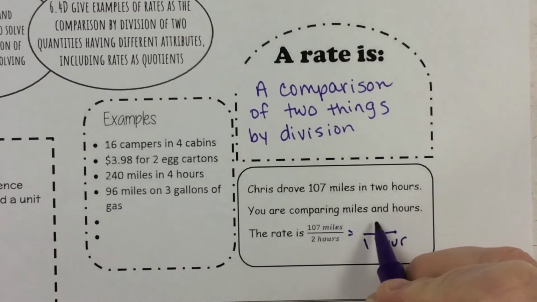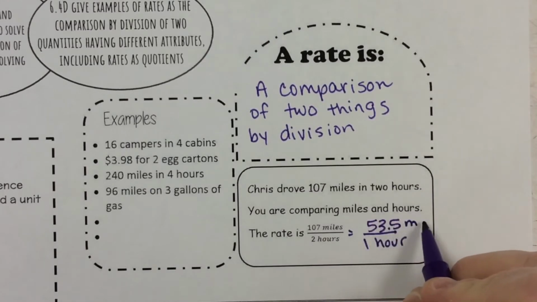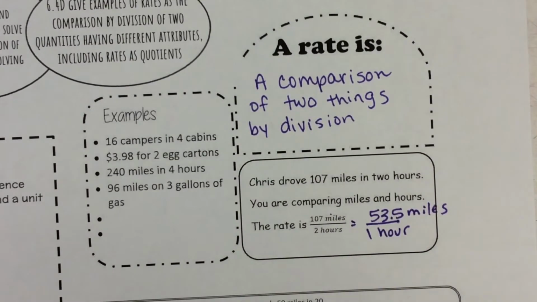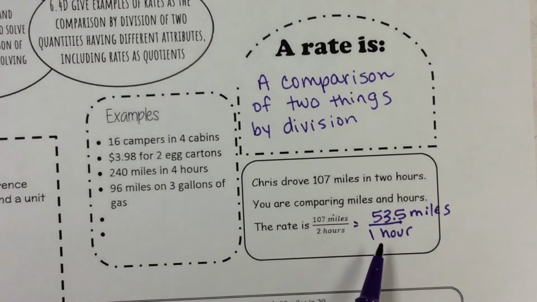So what would that be? 53.5 miles per hour. So it is done by division. You would divide 107 divided by 2. This is numerator divided by denominator. Chop dog, basically, right? So it is a comparison here.